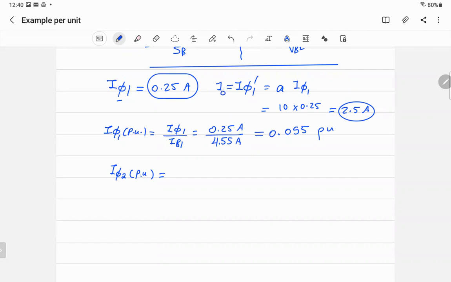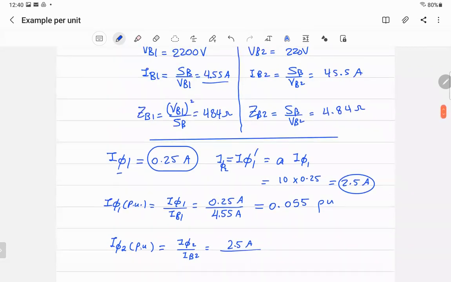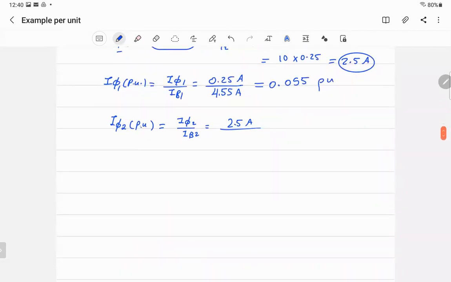Yeah, I know. Okay, so now on the other side, which is I1 dash, I will divide it by the base of 2. The value is equal to 2.5 amp, and then divided by the current base in 2, which is equal to 45.5. And the answer would be, what do you observe?